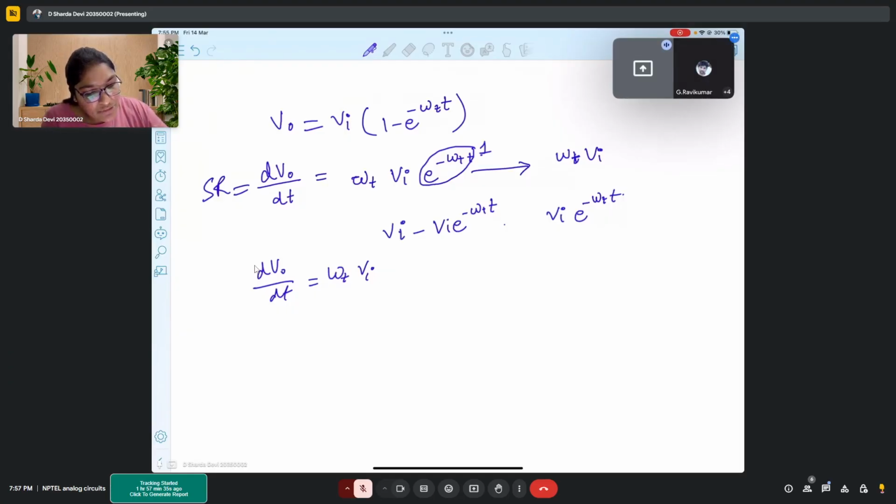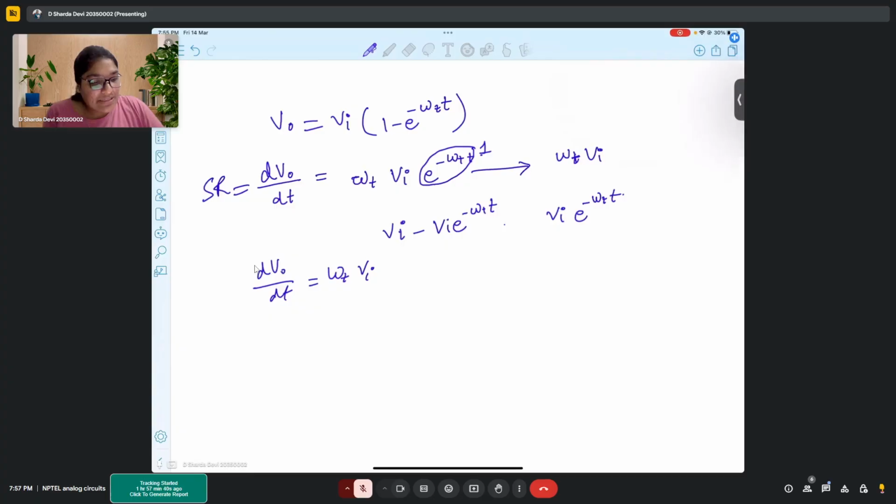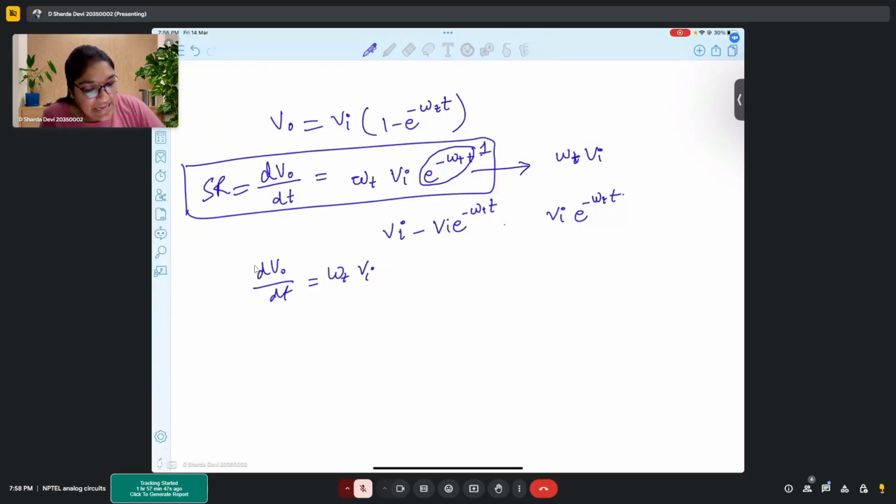Because you want to have a constant value for slew rate, right? From the expression, it appears your slew rate is time dependent. Correct? Yeah, I understand that slew rate, madam. I did not understand that problem. Yeah, so here, the slew rate is actually time dependent. But what we ideally want is slew rate to be a constant value, so it is easier for us to analyze, right?